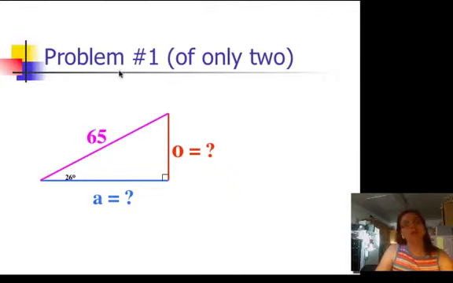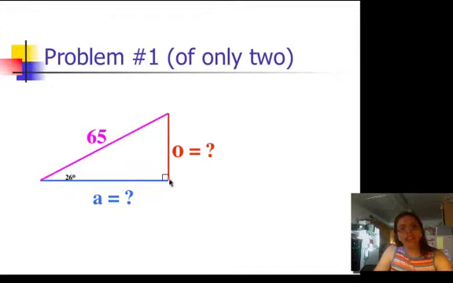So problem number 1. We have an angle and we have a hypotenuse. I want you to go ahead and solve for the adjacent and opposite. Pause the video and then come back when you're done. Okay, I hope you're done. So here we go.